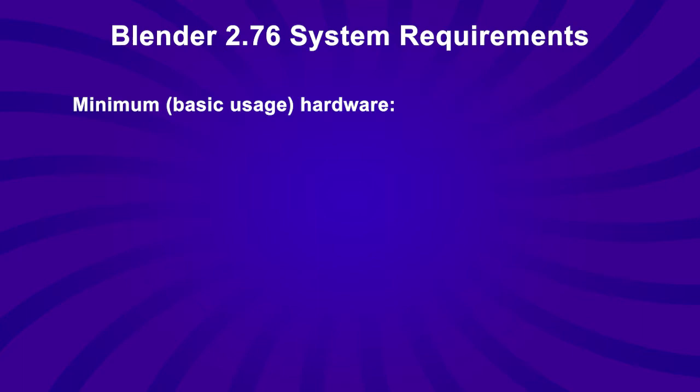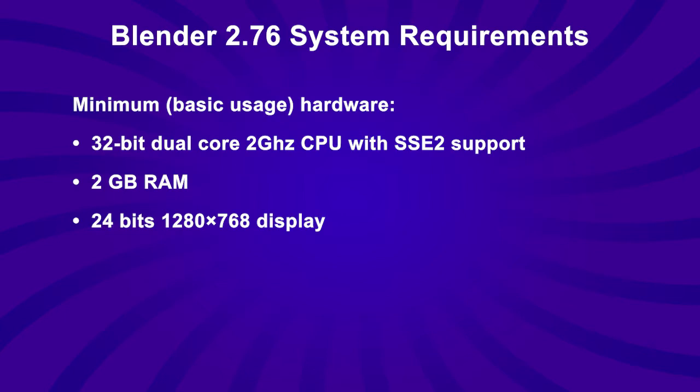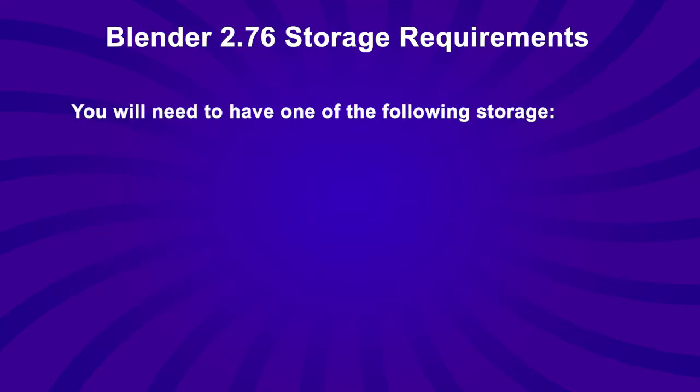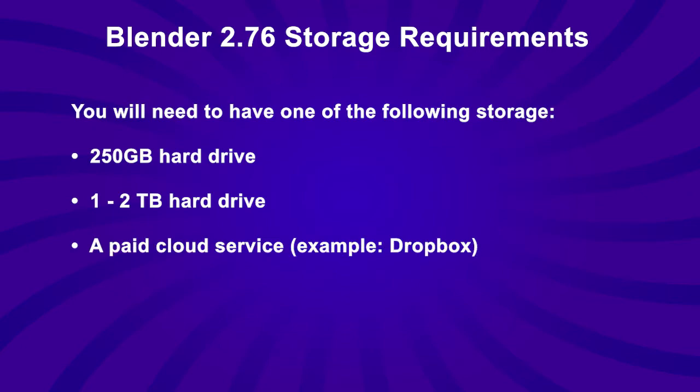Now, to use Blender on your machine, your computer needs to have these minimum system requirements. They are a 32-bit dual-core 2 GHz CPU with SSE2 support, 2 GB of RAM, a 24-bit 1280 by 768 display, a mouse or a trackpad, OpenGL 2.1 compatible graphics with 512 megabytes of RAM. The storage requirements are at least 250 gigabytes of hard drive space or a 1 to 2 terabyte hard drive, or you can use a paid cloud service like Dropbox.